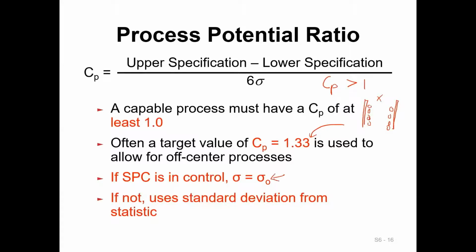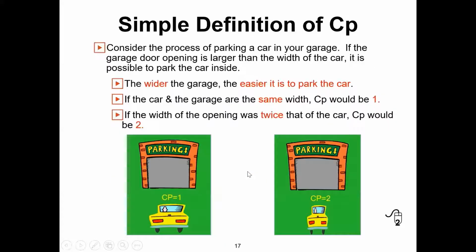Sigma, you can get from SPC that we learned two weeks back, when the process is constant and in statistical control. You can use it for Cp. If you don't have SPC in place, you can calculate sigma based on what you learned in statistics. This is how to get sigma. In fact, we discussed this in the example shown earlier. The wider the gates, the easier to park. This is Cp 1. Another example is where the gate is double this.